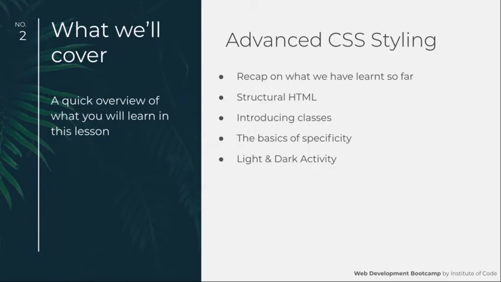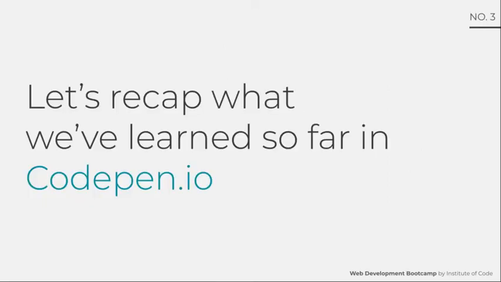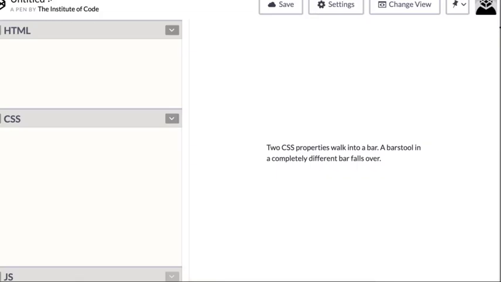So let's dig in. What we're going to look at first, I'm going to go over a quick recap on what we've learnt so far, just to get our bearings for what we're about to learn. Then we're going to look at structural HTML, so how we can create container elements in HTML. We'll look at classes that let us get more specific with our styling, the basics of specificity and what happens with CSS when we have multiple conflicting styles, and then a light and dark section activity. All right, so first let's jump over to see what we've learned on CodePen.